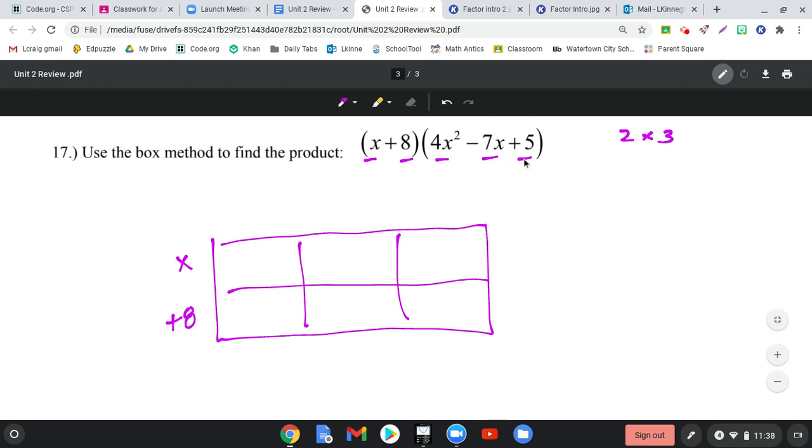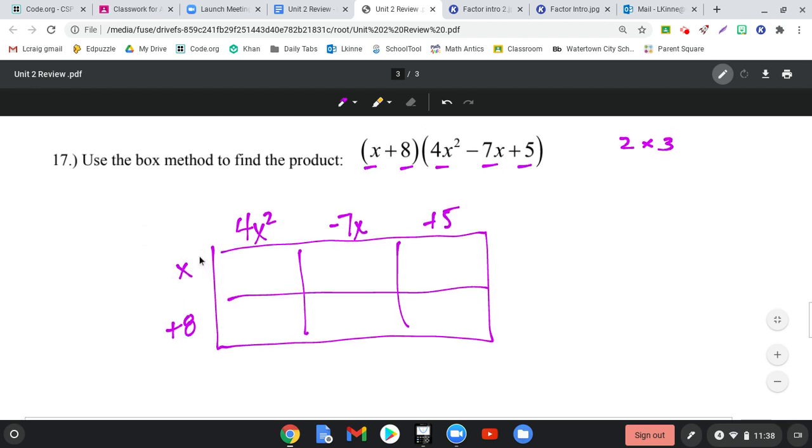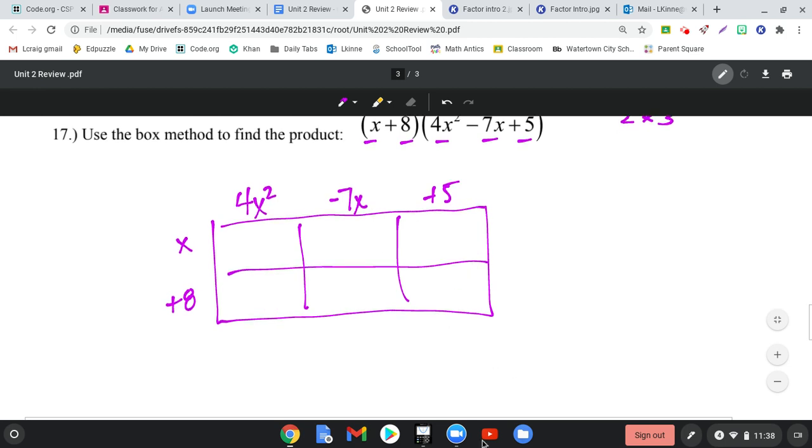This one is going to go across the top because there's 3 spots to fill. So we have 4x squared, negative 7x, and positive 5. Basically it's just setting you up so you can easily distribute the x to each term and then the 8 to each term and then figure out what you have for like terms. All right, so the first thing, x times 4x squared. Remember, we add exponents. This would be considered a 1. 1 times 4 is just 4, and then we have 3 x's there, x to the third.